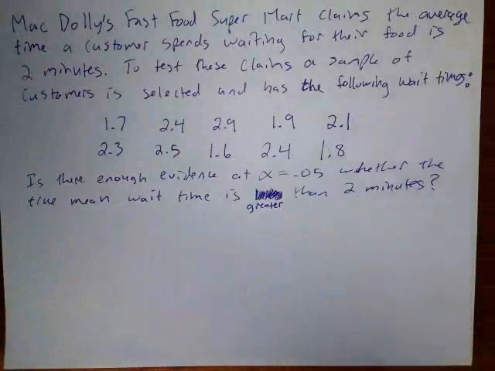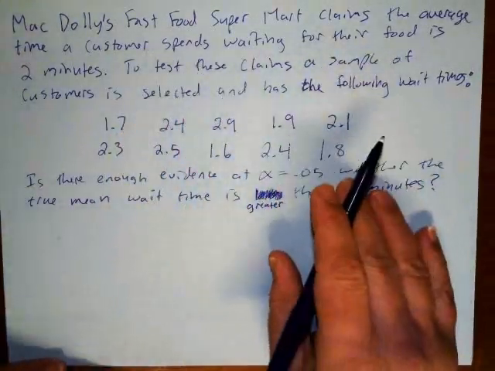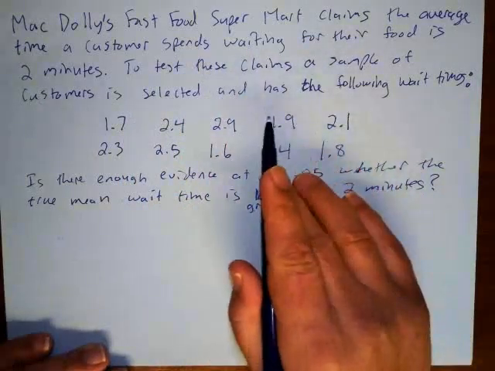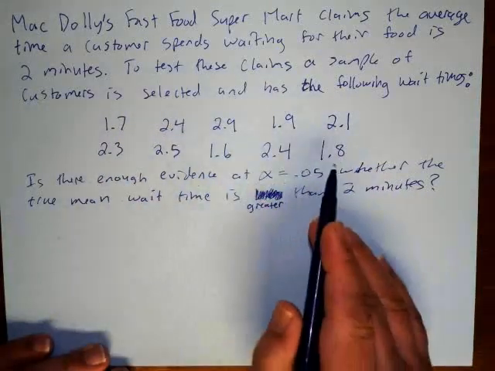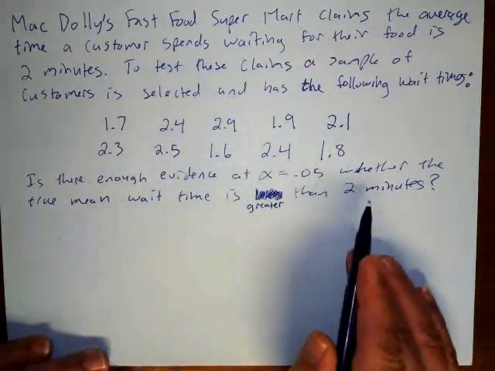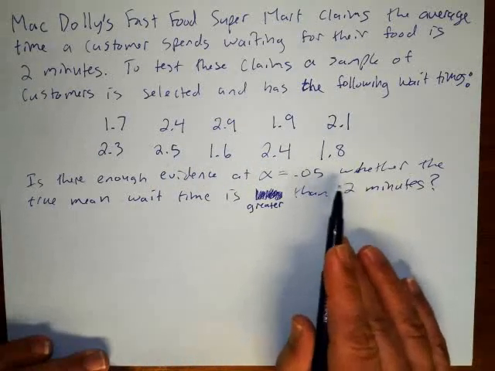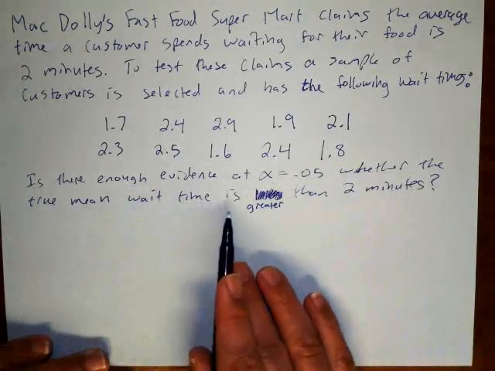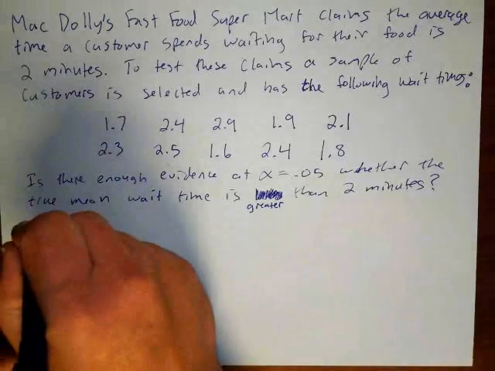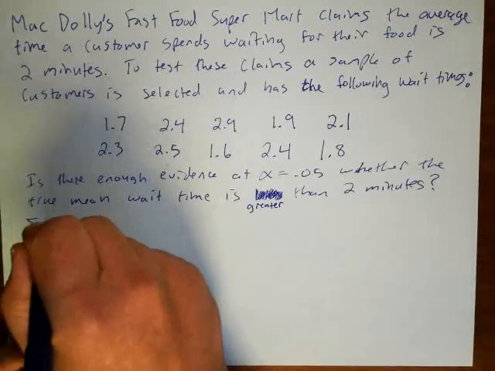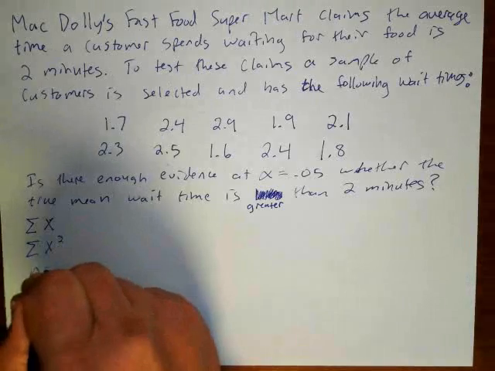So in this case, we have Mac Dolly's Fast Food Supermart, and they claim that the average wait time is 2 minutes. And to test the claims, we take a sample of customers and get the wait time. And we want to see if there's enough evidence, with alpha equals 0.05, to conclude that the true mean wait time is actually greater than what they claimed. Okay? So we need to start by calculating the sums and then the mean and standard deviation.